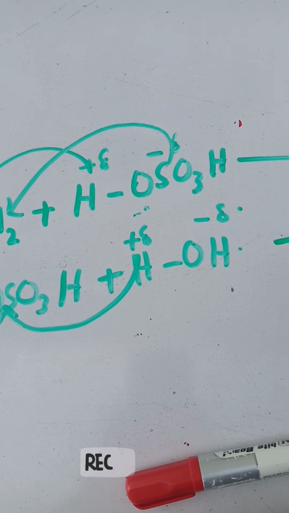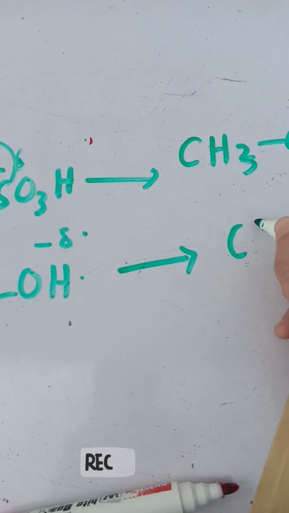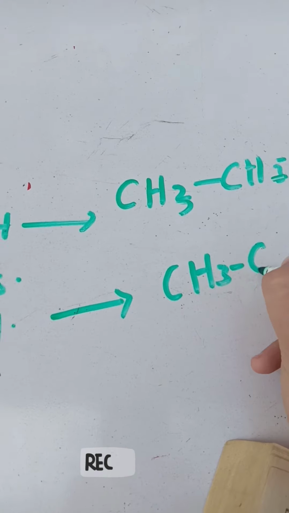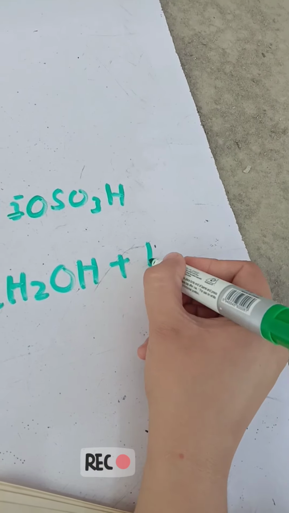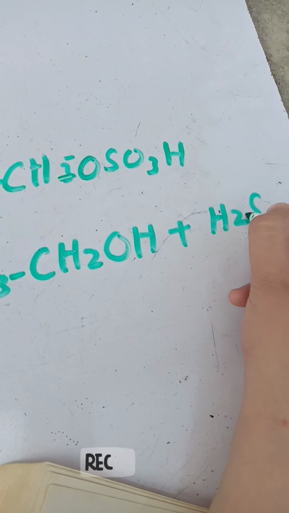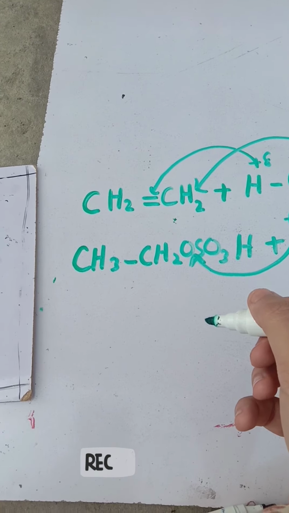Which type of alcohol is produced? Ethyl alcohol is produced in this reaction: CH3CH2OH, and H2SO4 is emitted out in this reaction. So this is the end of the second reaction, which is known as hydration.